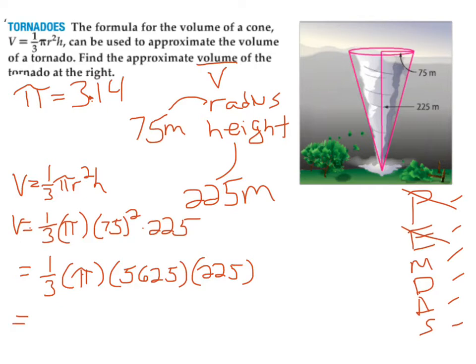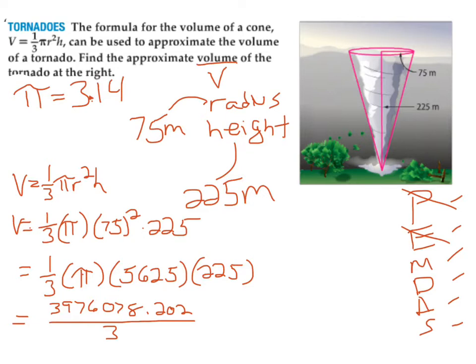And I'm going to write this out as, let's see here, I'll use my calculator. Pi times 5,625 times 225 is a big number. 3,976,078, with some decimals after it, 0.202. And we're going to put that all over 3 because, again, this number, 3,976,078, is pi times 5,625 times 225.